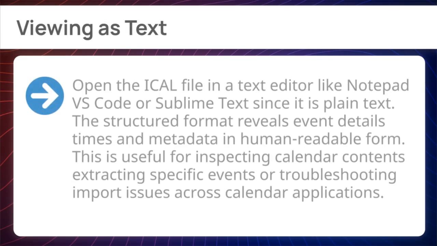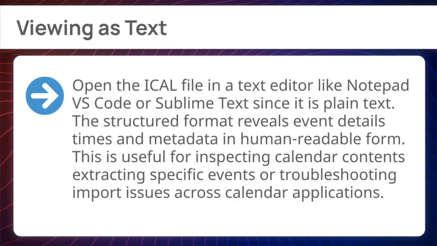Finally, viewing as text. Open the iCal file in a text editor like Notepad, VS Code, or Sublime Text, since it is plain text. The structured format reveals event details, times, and metadata in human-readable form. This is useful for inspecting calendar contents, extracting specific events, or troubleshooting import issues across calendar applications.